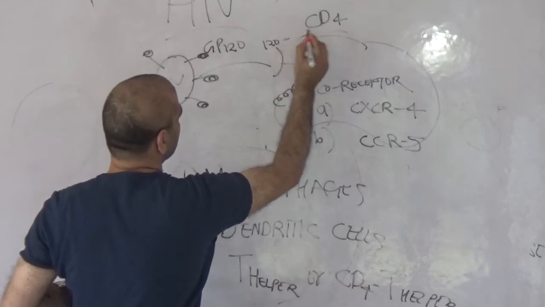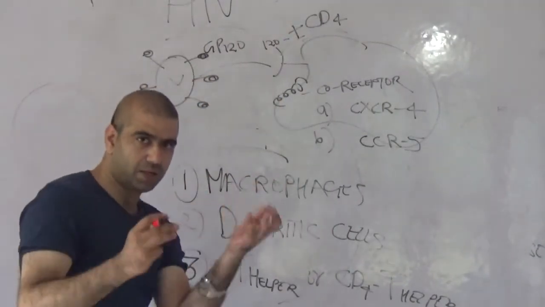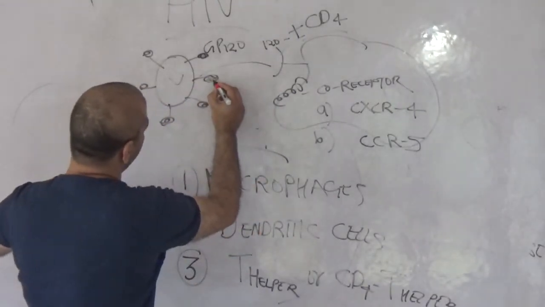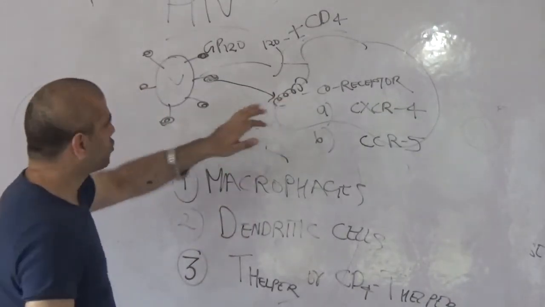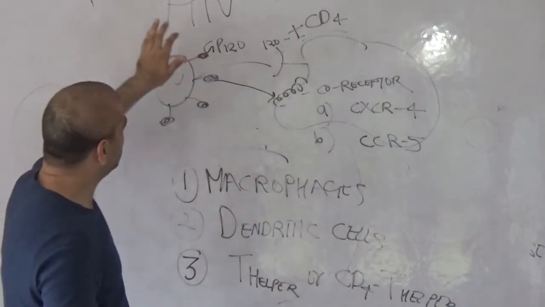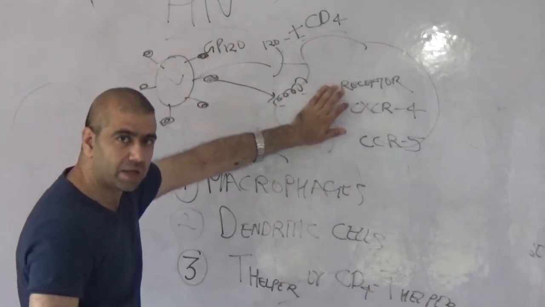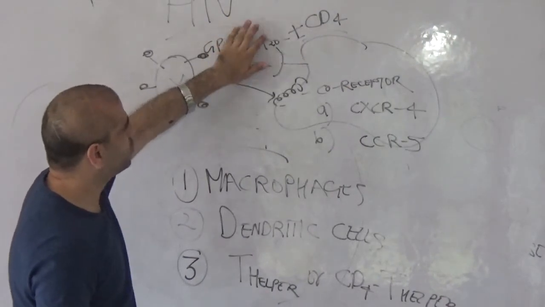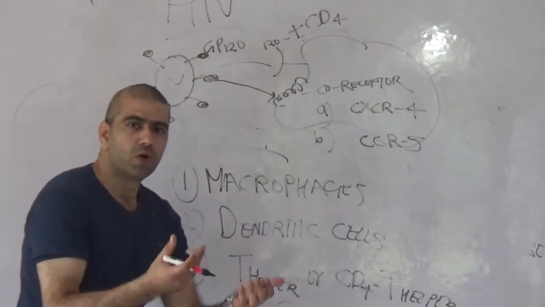120 makes interaction with this CD4. Now this virus, being spiked and circular in nature, has another part that interacts with the co-receptor. So it is very necessary for the virus to get integrated. If it wants to get taken inside the cell, it has to make 2 contacts. One is GP120 with the CD4 receptor, and another interaction has to do with the co-receptor.